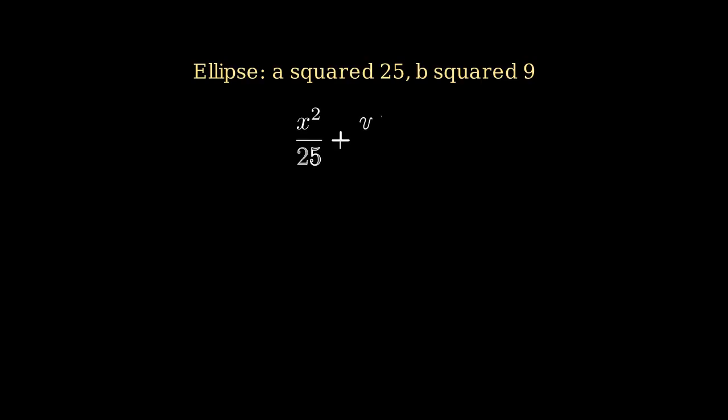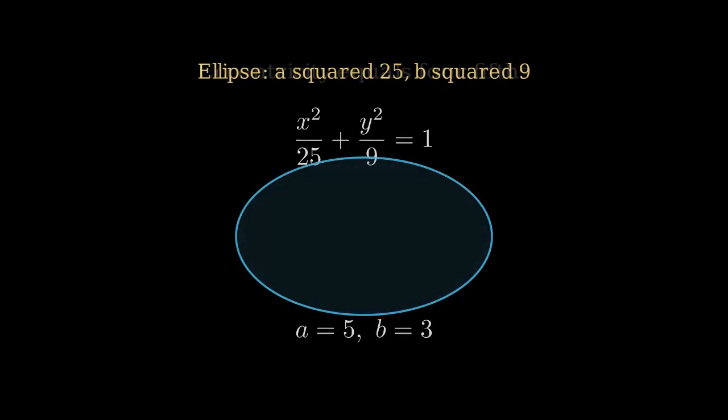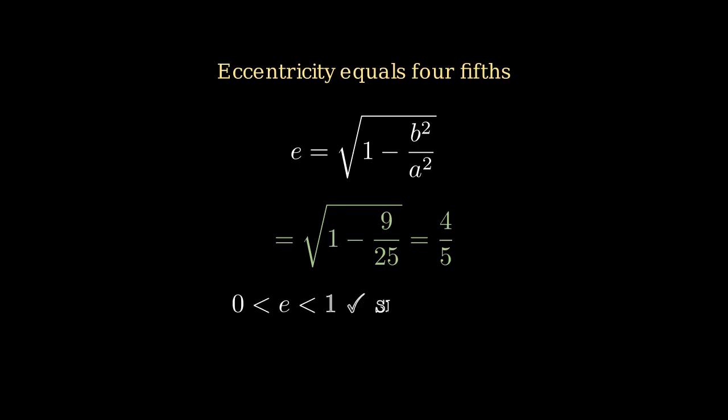Now consider the ellipse x squared over 25 plus y squared over 9 equals 1. Here a squared equals 25 and b squared equals 9, so a equals 5 and b equals 3. The eccentricity is found using e equals the square root of 1 minus b squared over a squared, giving e equals 4/5. Checking, since b is less than a, the eccentricity lies between 0 and 1, as expected for an ellipse.